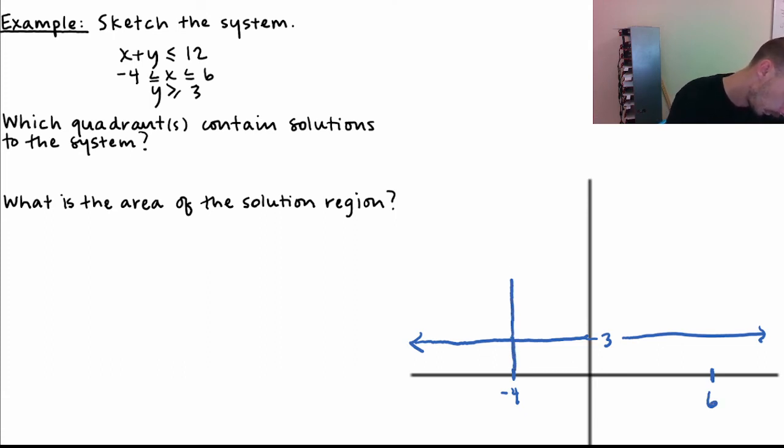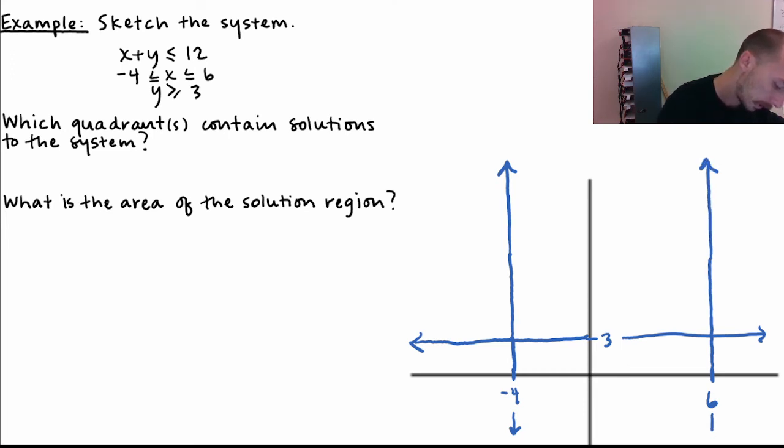Okay, x equals negative 4 is this vertical line here. We could let it go down as well, but I don't care so much about that, because we only care about where y is greater than or equal to 3. If x is between these two, it's going to have to be this area in the middle, and I'm above 3, so I'm already narrowing it down. I've got x plus y is less than or equal to 12.